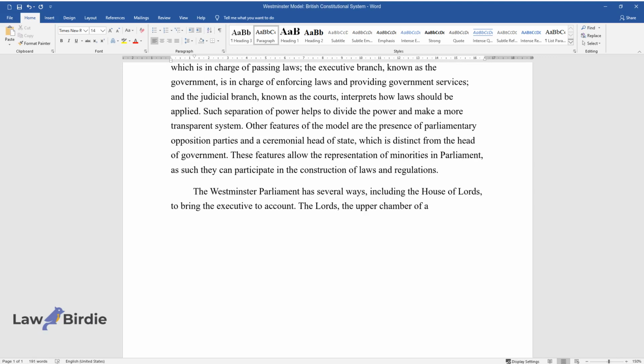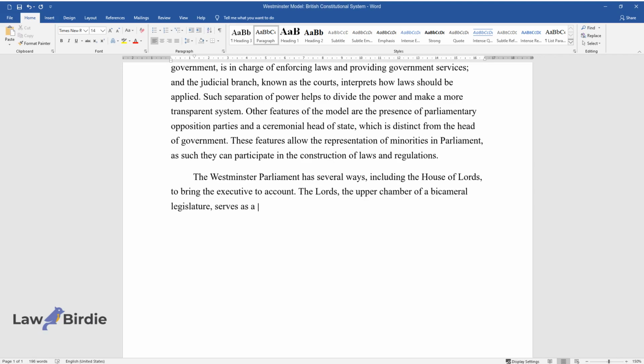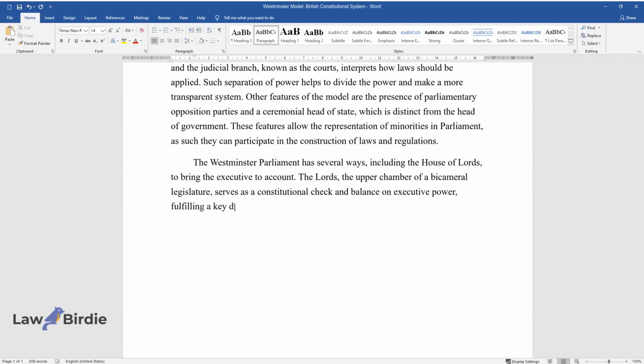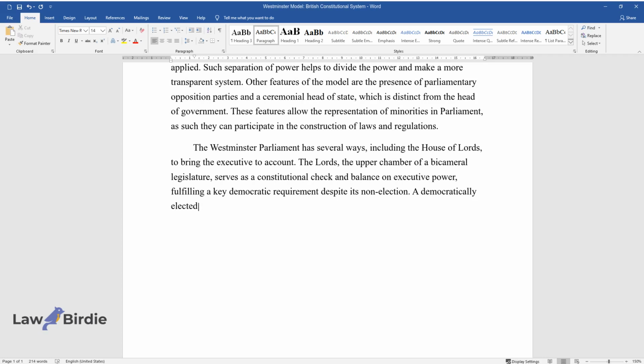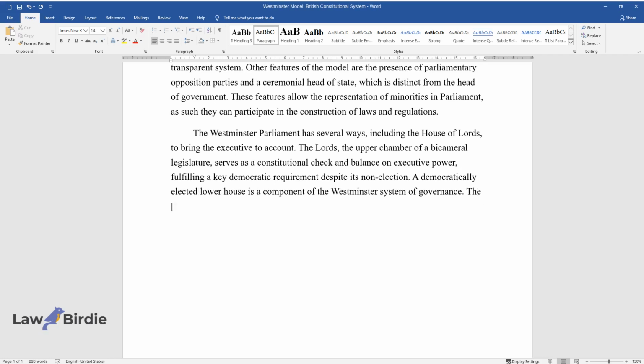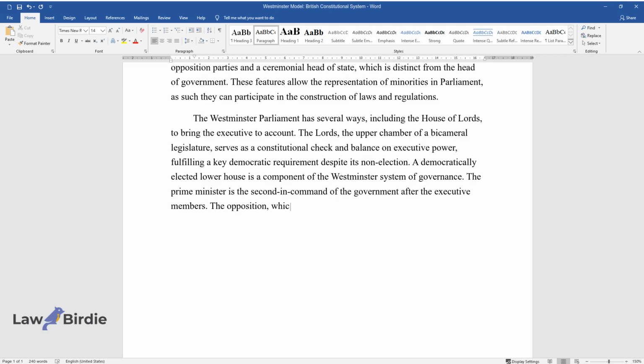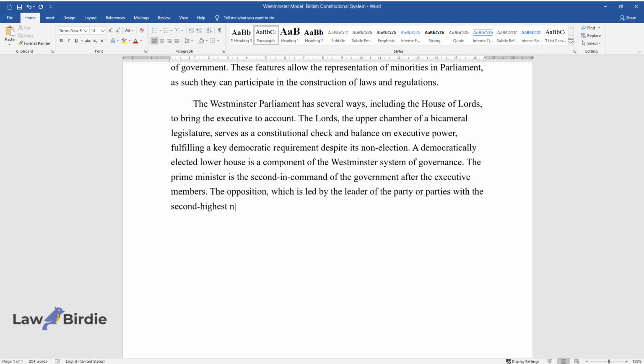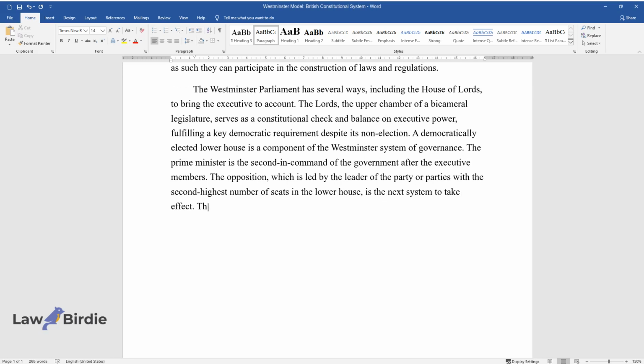The Lords, the upper chamber of a bicameral legislature, serves as a constitutional check and balance on executive power, fulfilling a key democratic requirement despite its non-election. A democratically elected lower house is a component of the Westminster system of governance. The Prime Minister is the second in command of the government after the executive members. The opposition, which is led by the leader of the party or parties with the second highest number of seats in the lower house, is the next system to take effect.